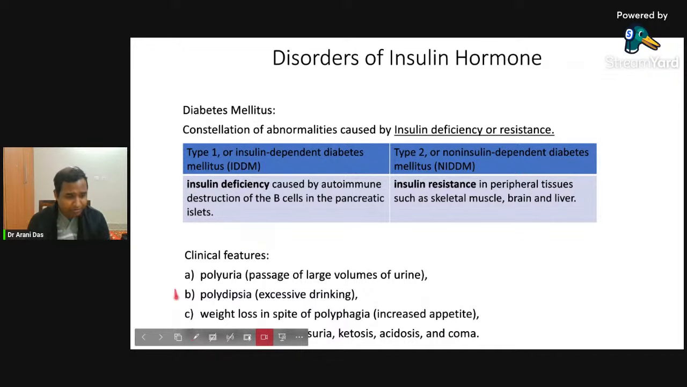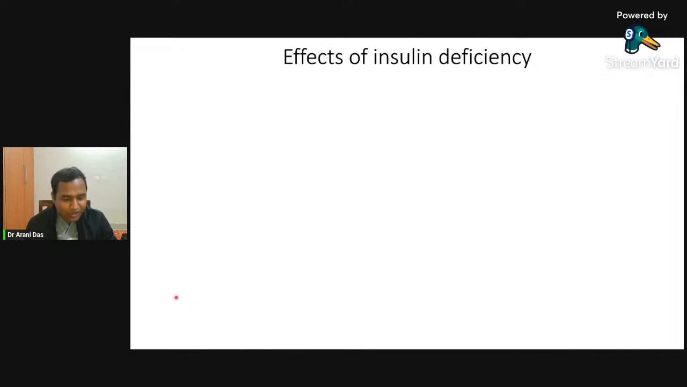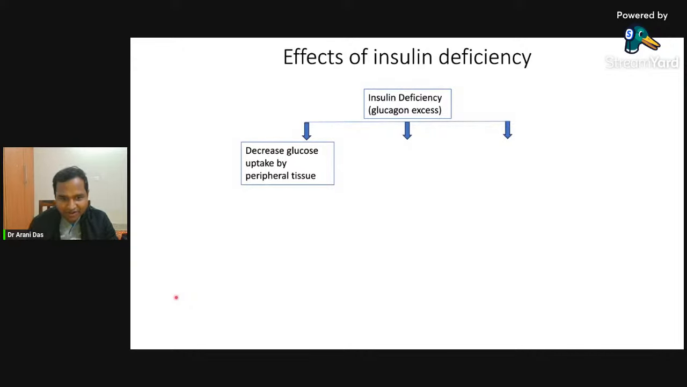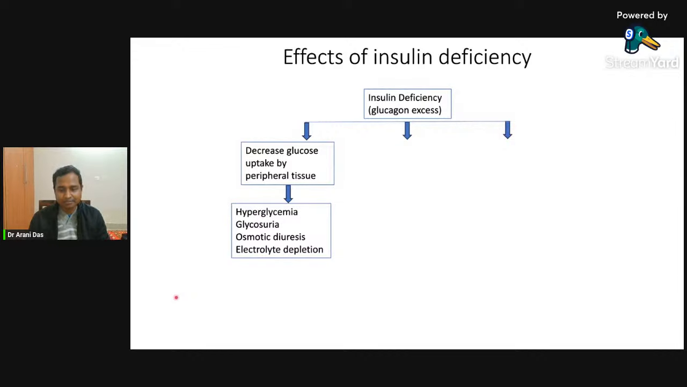To understand these clinical features, this slide will explain all these things. First, there is insulin deficiency. Insulin deficiency is also associated with glucagon excess, because glucagon is the hormone of hypoglycemic conditions. Insulin deficiency ultimately leads to decreased glucose uptake by peripheral tissue. If glucose uptake is not there, the features will be hyperglycemia and increased glucose in the urine, glycosuria, and this glucose produces osmotic diuresis and electrolyte depletion. So these are the conditions of decreased peripheral uptake of glucose.